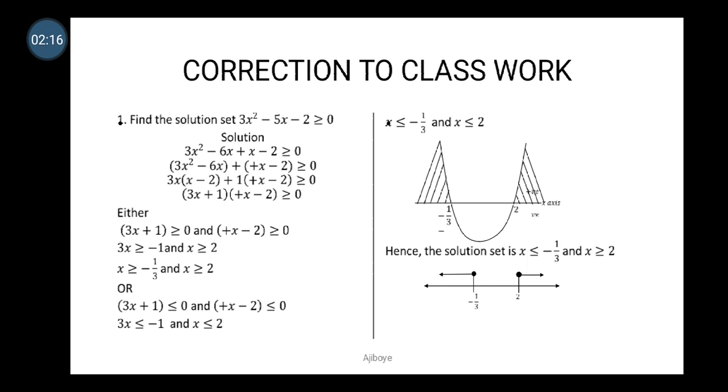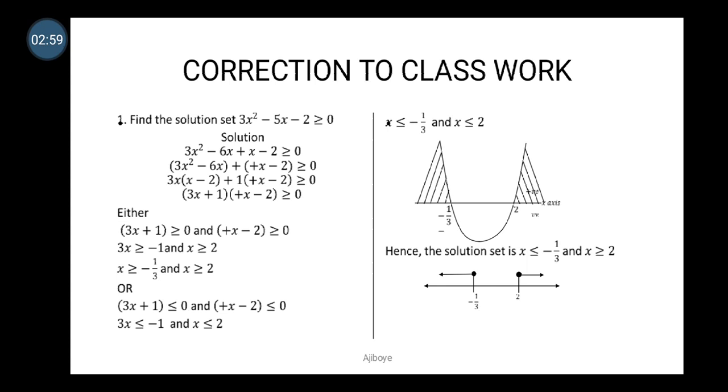So this expression simply means that you're multiplying two things and you're getting a positive number. Something greater than 0 means it is positive. So there are only two possible cases. If you multiply two things and you're getting a positive number, it simply means that both numbers must be positive, or both numbers must be negative. Now, either 3x plus 1 is positive, that is 3x plus 1 is greater than 0, and x minus 2 is positive, that is x minus 2 is greater than 0.